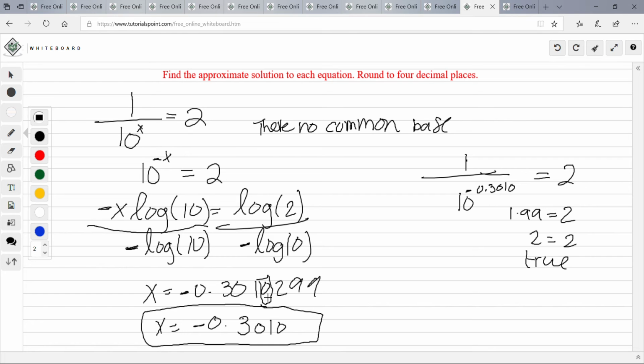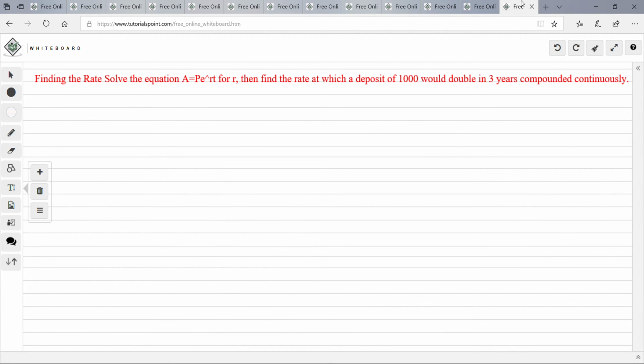Okay, now let's do a continuous word problem. It says find the rate of the equation A equals P E raised to the RT, or Pert. So that's the continuous rate problem for r. So we've got to find r, then find the rate at which a deposit of 1,000 would double in 3 years, compounding continuously. So we're going to use this formula, A equals P E raised to the RT.